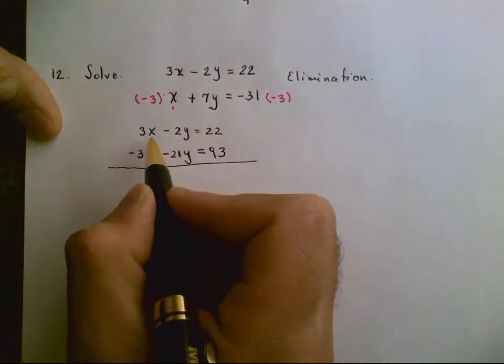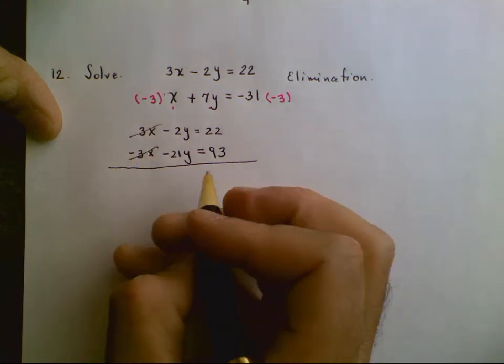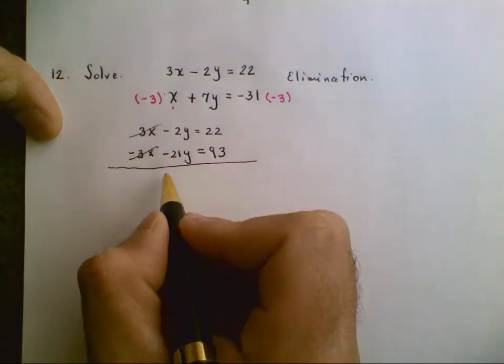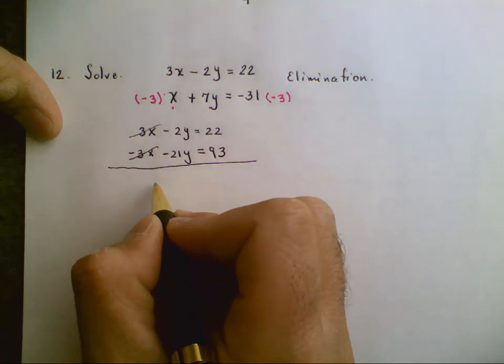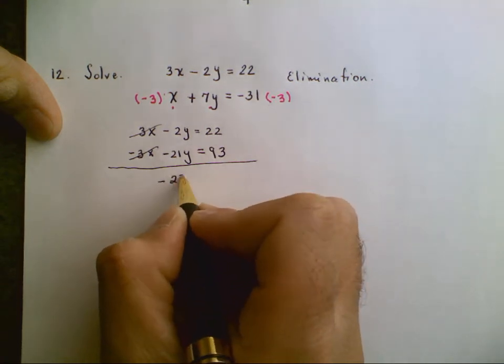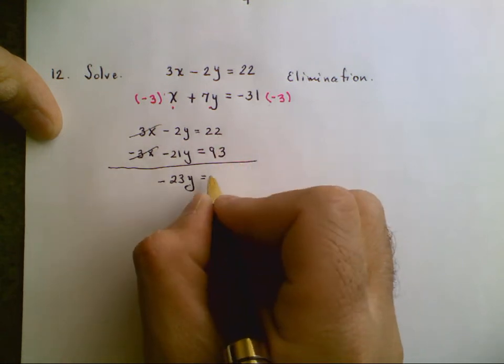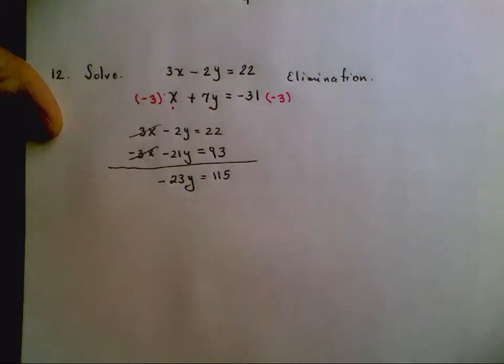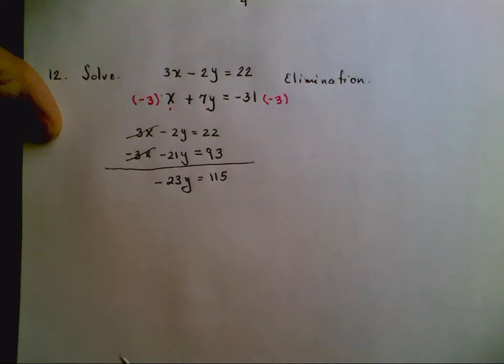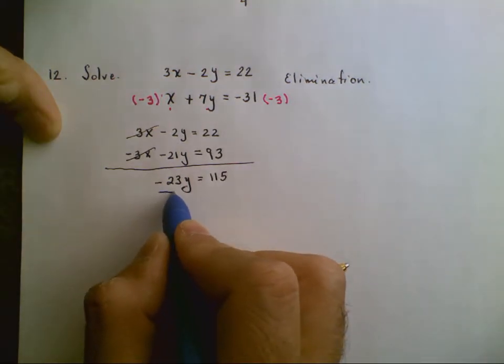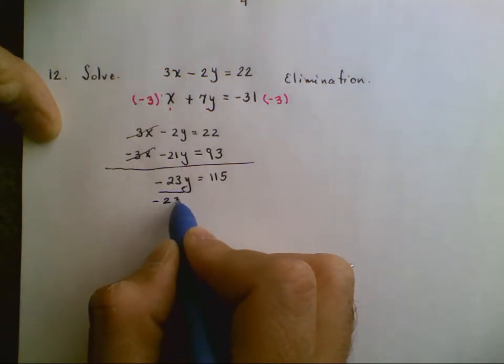3x minus 3x is 0, so it cancels out. Negative 2 minus 21 is equal to negative 23y equals 22 plus 93 is equal to 115. Okay, negative 23 is multiplying, so we're going to divide both sides by the same number.